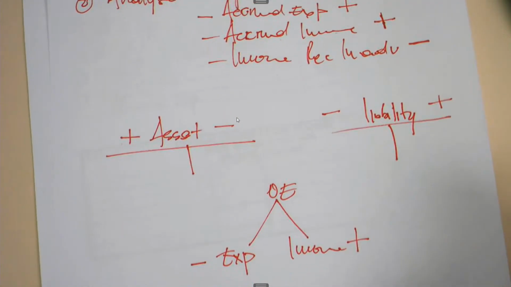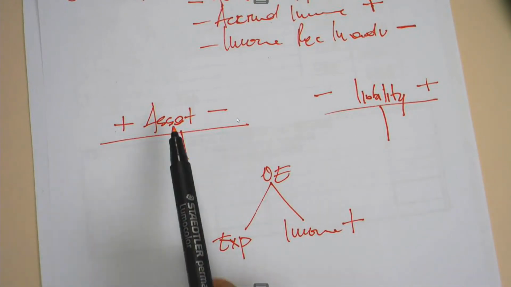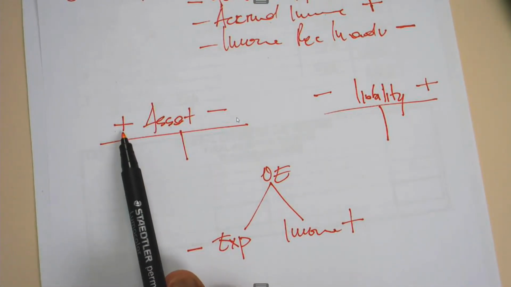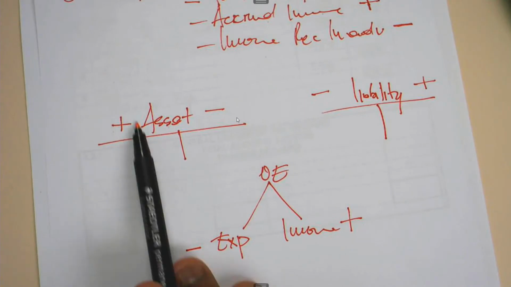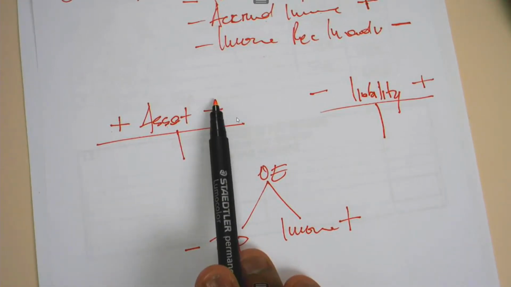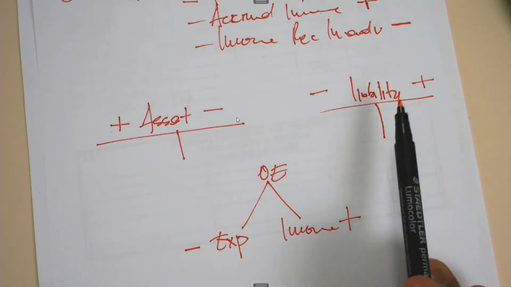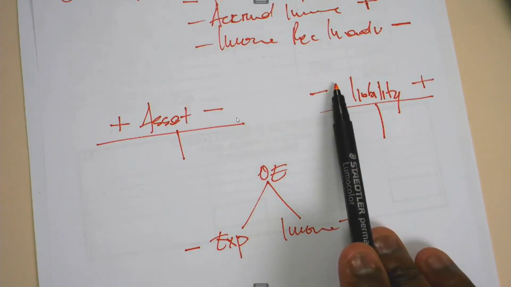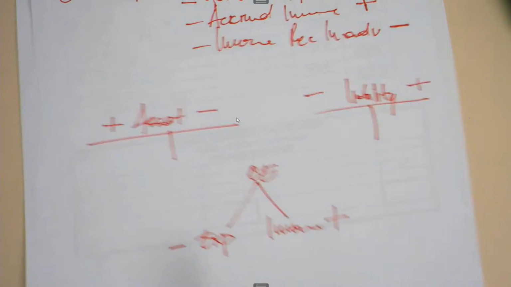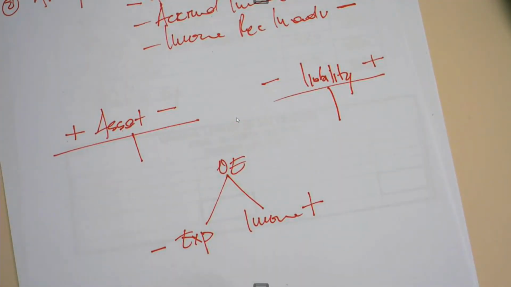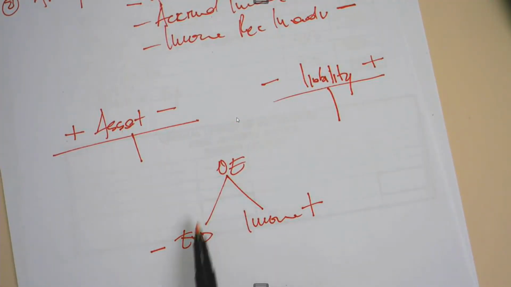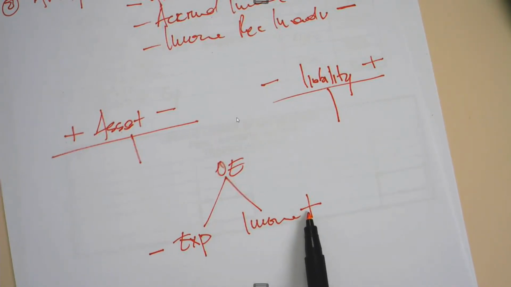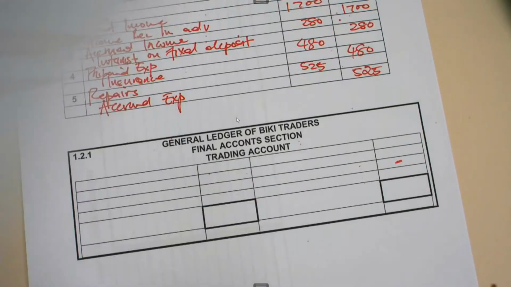Just for us to go back, any asset account increases on the debit side, decreases on the credit side. Any liability account increases on the credit side, decreases on the debit side. Owner's equity, we have expenses and incomes. Expenses decrease our owner's equity, hence always debited, and incomes increase our owner's equity, hence always credited.